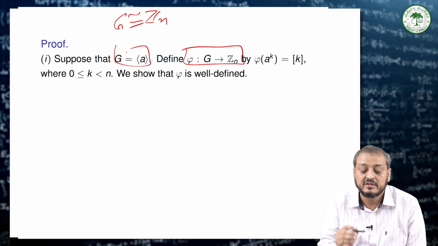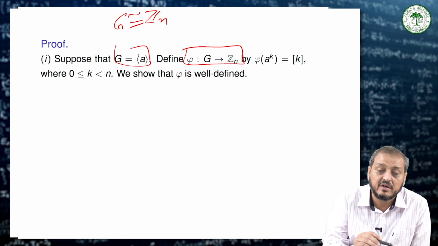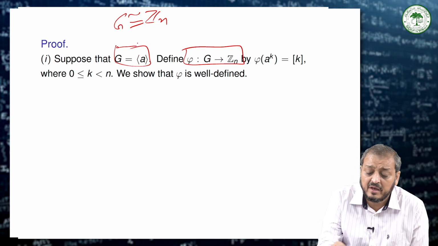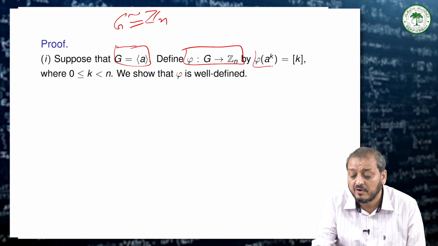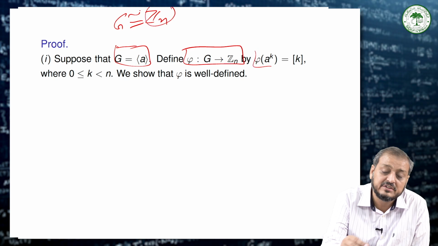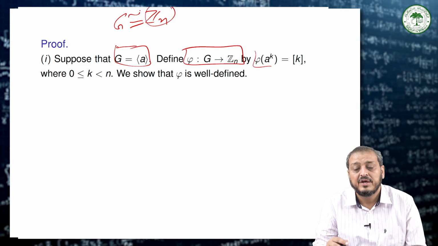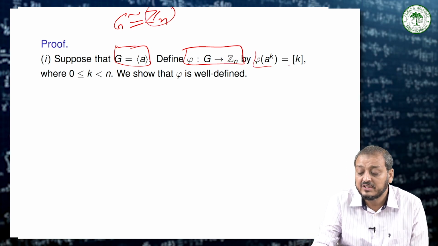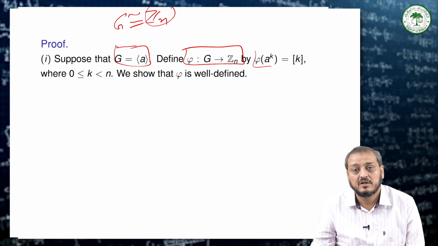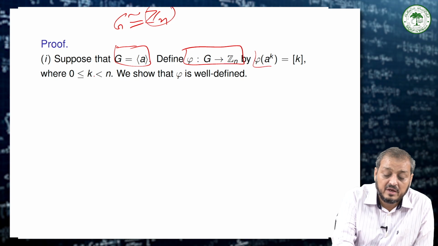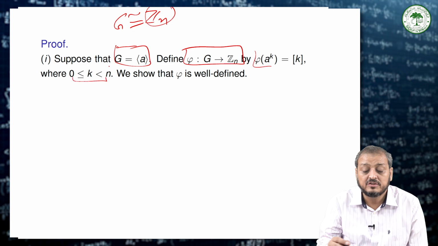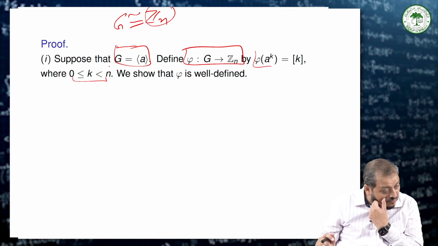If G is generated by the element a, then we define phi of a to the power k. The elements of Zn are equivalence classes. So we define phi of a to the power k equal to the equivalence class of k, where k lies between 0 and n. So we have to define this map.